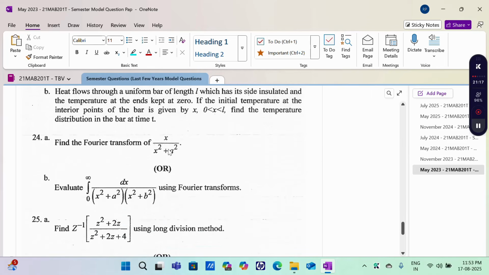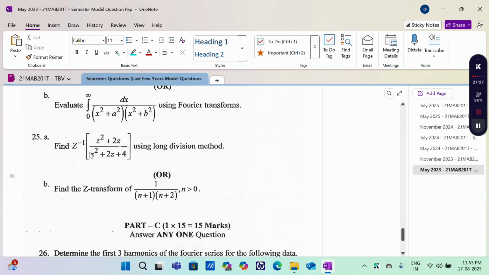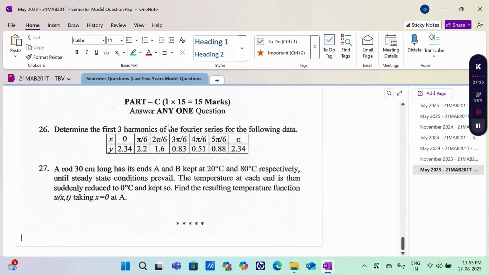24A, find the Fourier transform, and then this is a general Fourier transform, but the technique to apply using some property. And Z transform unit 5, Z inverse transform long division method, then this is a general Z transform problem. Then this is part C, 15 mark, 2 given, write 1. So 26 is the harmonic analysis problem, and then next is temperature, so non-zero temperature is a one dimensional heat equation, so application of partial equation unit 3, so unit 2, unit 3.